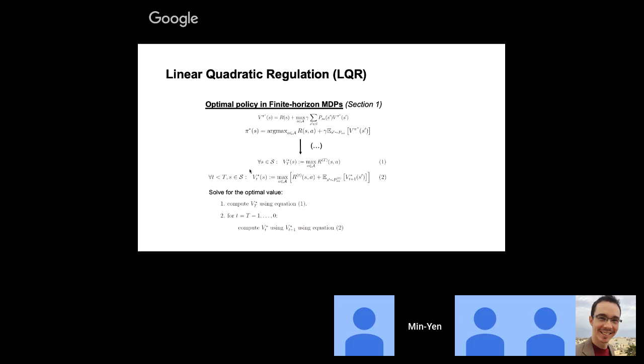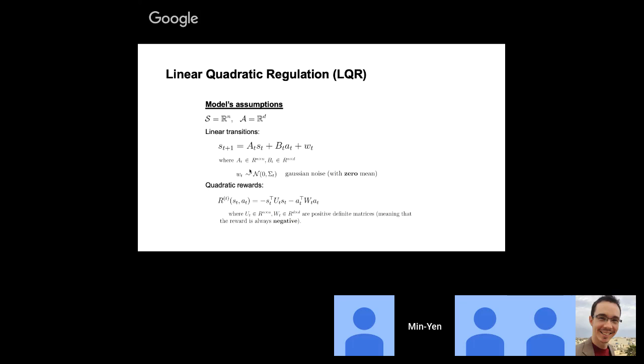So for the next slides, LQR is used to solve some special case of the finite horizon settings. That's why we mentioned the finite horizon MDPs in the previous slide. And actually, a common technique in many control problems is to reduce the formulation to such a framework.